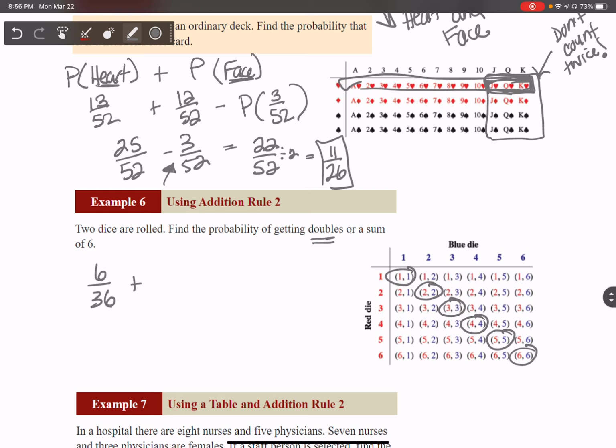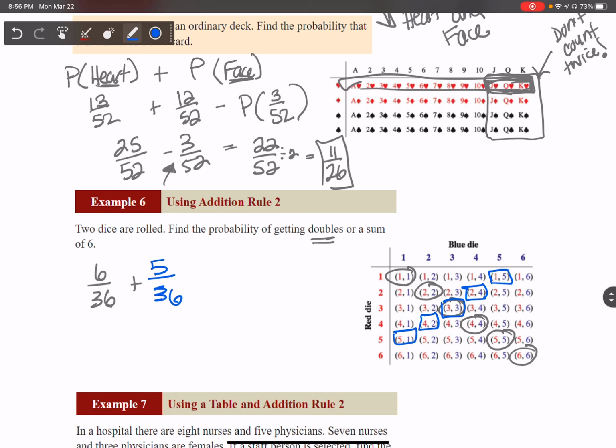Well, for our doubles, and then our sum of 6. So now when we add, let's change our color. Our sum of 6: 5 plus 1, 4 plus 2, 3 plus 3, 4 plus 2, 5 plus 1. So there are 5 ways out of 36 to get the sum of 6.